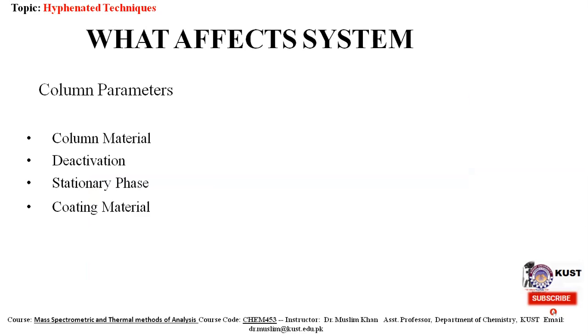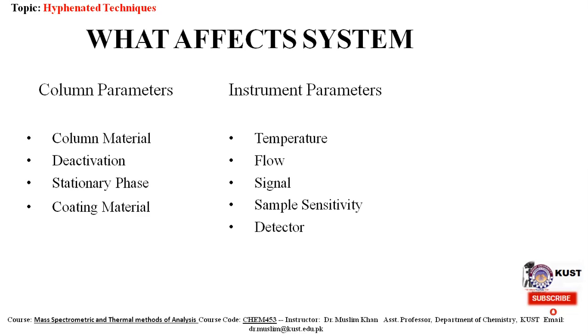Deactivation, stationary phase, and coating material can affect the column parameters. Instrument parameters can also affect the system, like temperature. At a different temperature, the peak shape, the resolution of the peak, etc. are different. The flow is also very important. Signal and sample sensitivity: some of the samples are very sensitive to the column material, and also to the flow of the system and the detector.